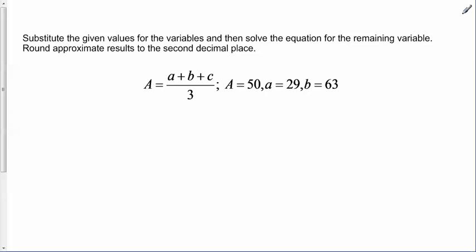Substitute the given values for the variables and then solve the equation for the remaining variable. Round approximate results to the second decimal place. So let's see what we have here.